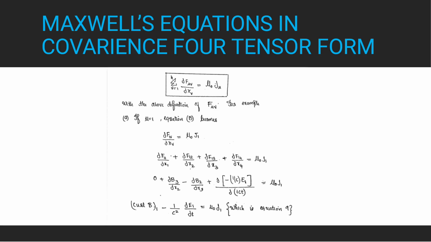Then ∂F11 by ∂x1 plus ∂F12 by ∂x2 plus ∂F13 by ∂x3 plus ∂F14 by ∂x4 is equal to μ0 J1. So 0 plus ∂B3 by ∂x2 minus ∂B2 by ∂x3 plus ∂ into minus i by c E1 by ∂ into ict is equal to μ0 J1. Then curl B minus 1 by c square into ∂E1 by ∂t is equal to μ0 J1, which is equation number 9.